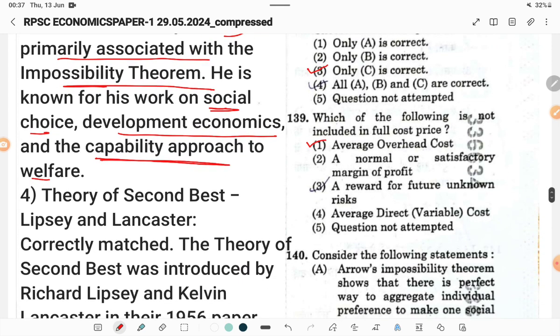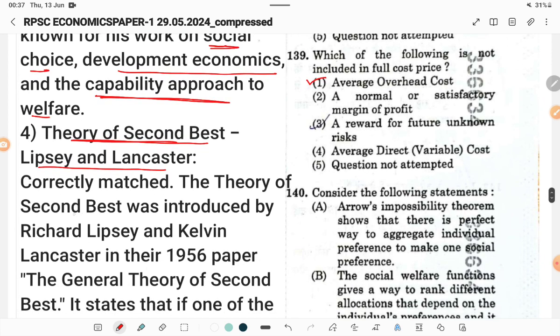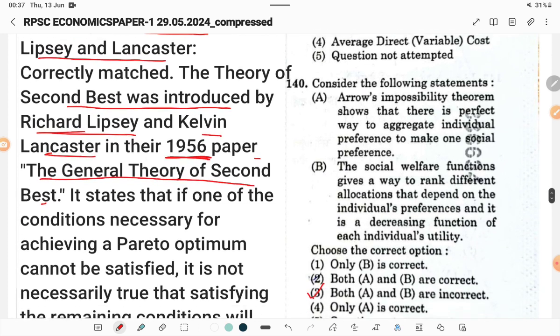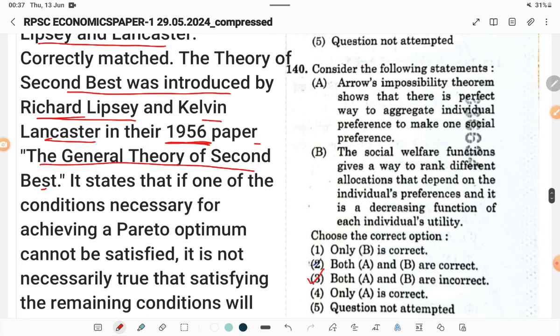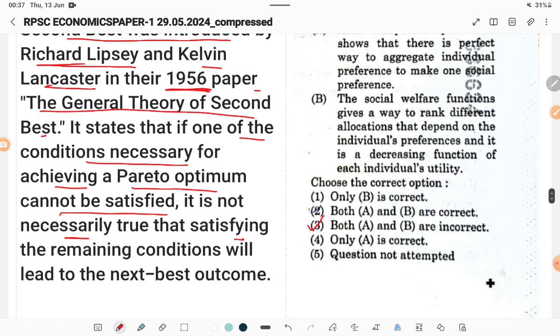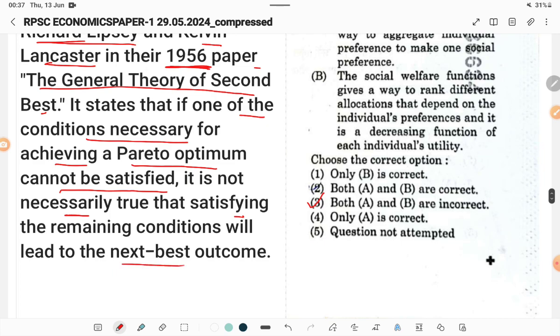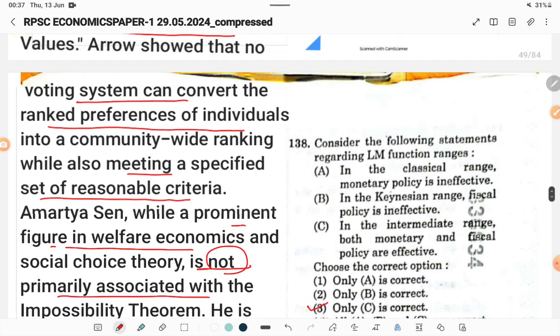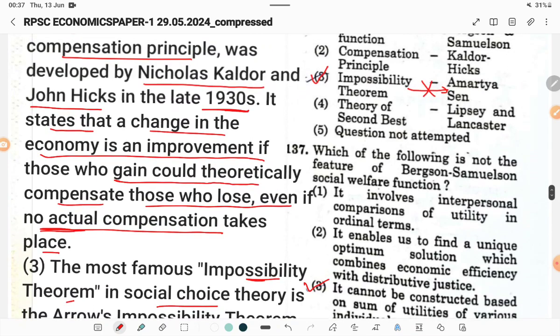And the fourth one is the theory of second best, given by Lipsey and Lancaster. Correctly matched. The theory of second best was introduced by Richard Lipsey and Kelvin Lancaster in their 1956 paper, The General Theory of Second Best. It states that if one of the conditions necessary for achieving a Pareto optimum cannot be satisfied, it is not necessarily true that satisfying the remaining conditions will lead to the next best outcome. So the third will be the right answer to this question.